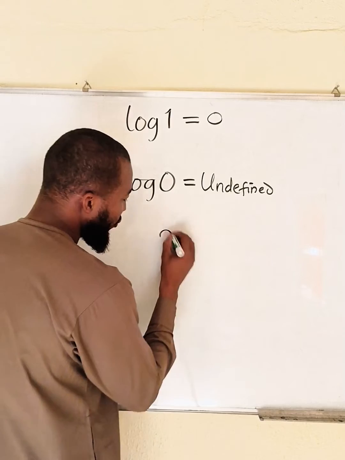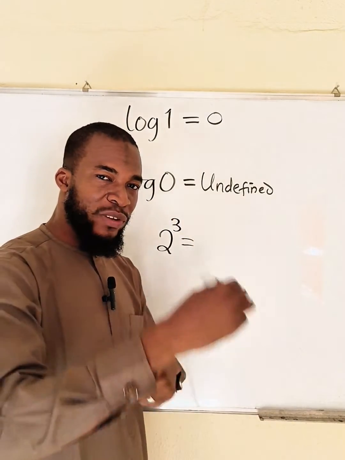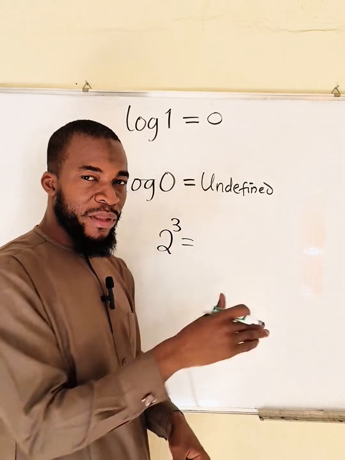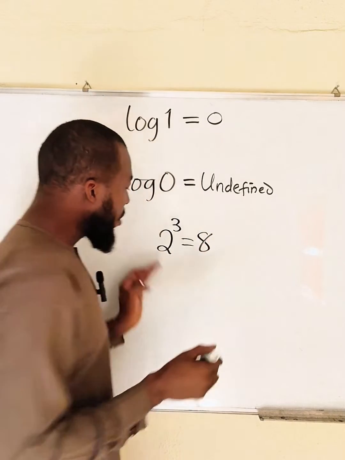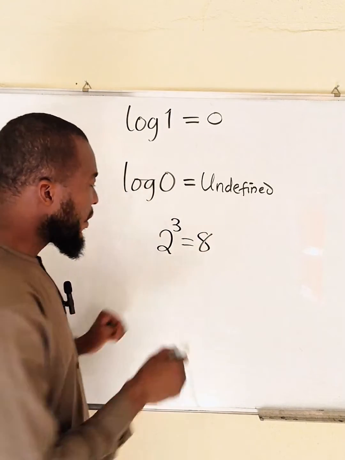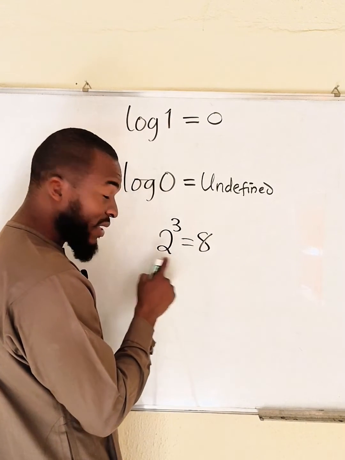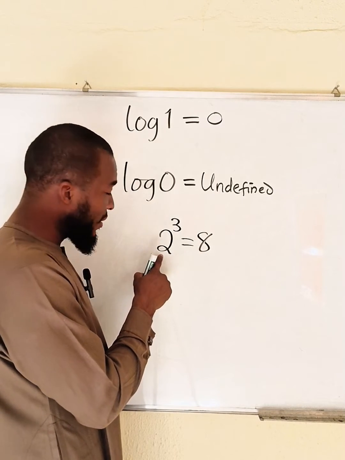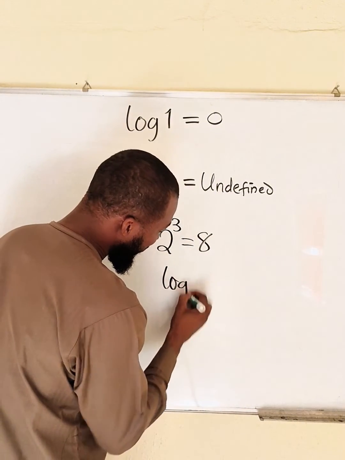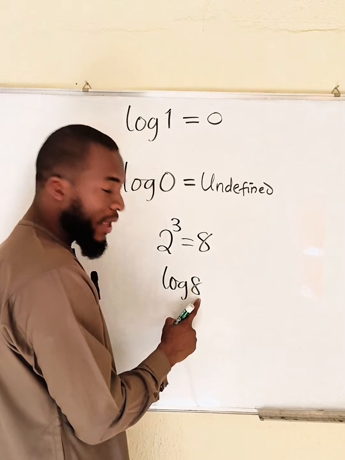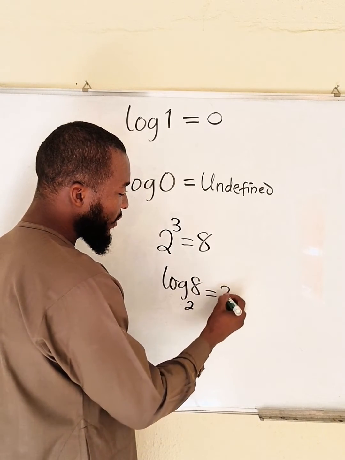Remember that if you have 2 raised to the power of 3, this means what? 2 times 2 times 2 in 3 different places. 2 times 2, 4 times 2 is 8. So how can we relate this to logarithm? Log of this number with the same base, because even in indices, this 2 here stands as the base. So log of 8 as the argument with this base 2 is equal to 3.